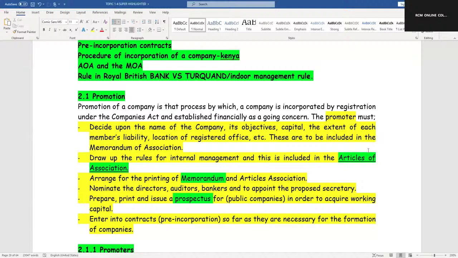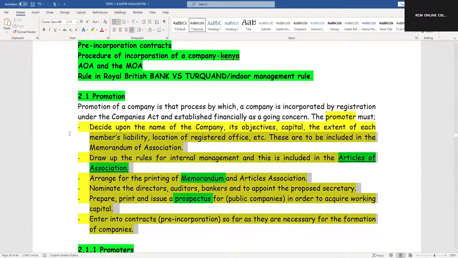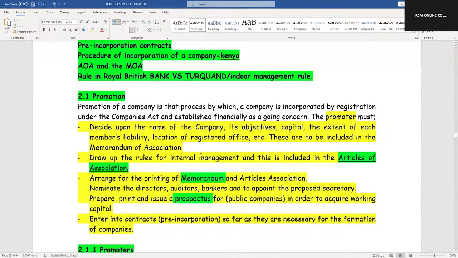These contracts, we call them pre-incorporation contracts. We know what you mean by pre: just before the company is incorporated. Remember, we'll conclude that the company has come into existence, has been born, when the register of companies, after all this process by the promoter, has issued a certificate of incorporation. So the promoter undertakes all these procedures to ensure the register of companies gives him a certificate of incorporation. Once that certificate is issued, we say the company has been born as a person under the law.